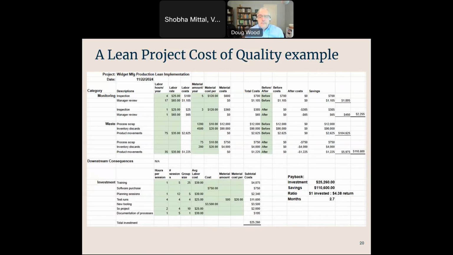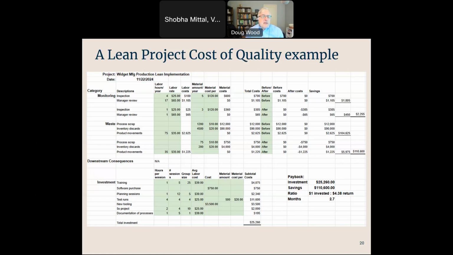So here's the total spreadsheet. And by the way, if you'd like a copy of the spreadsheet, ask me. Send me an email, and I will send you the spreadsheet. No charge. You'll notice on this total, downstream consequences just has an NA on it. In this particular project, they decided we don't know what the downstream consequences are, and we don't have any way to measure it. Just send me an email when we're done here. My email address will be at the end.